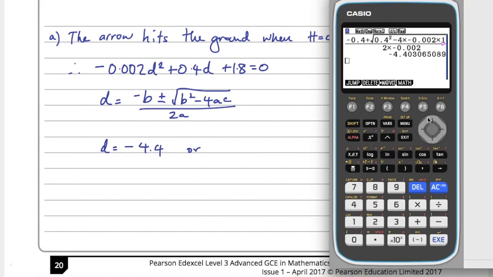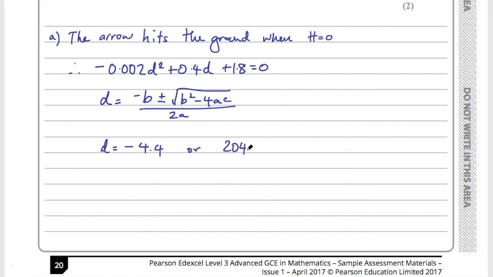Or we need to now do the negative, so we can just go back and edit this. So replace this plus with a negative, and we get 204.4 approximately. So clearly the horizontal distance can't be a negative number, so therefore the horizontal distance must be the positive number here, 204.4. So we can say therefore the horizontal distance equals approximately 204.4 meters. Okay, that's part A.